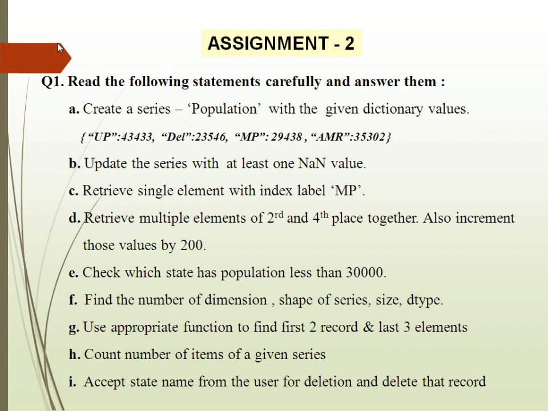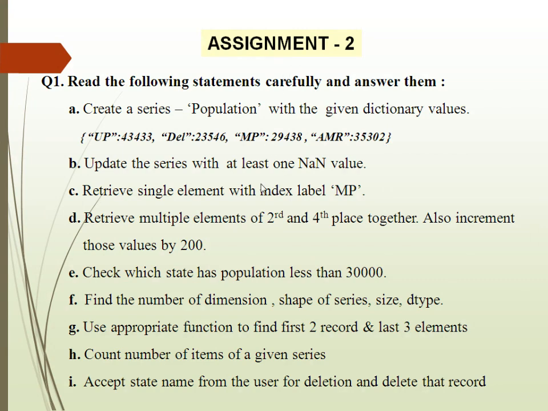Now children, here comes assignment 2. You have to do this very carefully and alertly. See, question 1. Read the following statements carefully and answer them. First part. Create a series population. You have to create a series with the name population with the given dictionary values. The dictionary values are already given. And you know, when a dictionary is given, all the keys behave like the index and all the values become the data part. So you must know how to write the statement.